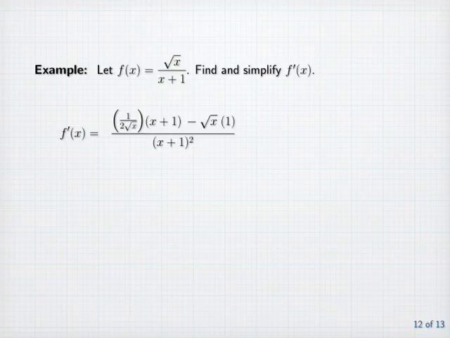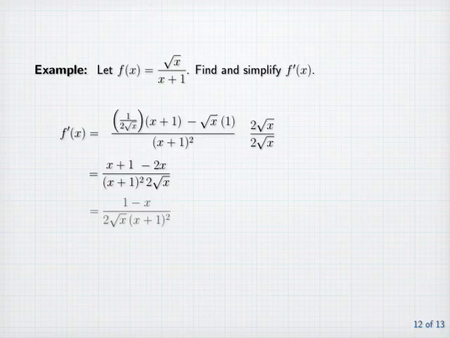Now, to simplify this fraction, we'll multiply the top and bottom by 2 times the square root of x. This gives us a denominator that's x plus 1 squared times 2 times the square root of x. And the first term in the numerator becomes x plus 1, and the second term becomes 2 times x to the first power. And a little more simplification gives us 1 minus x in the numerator.